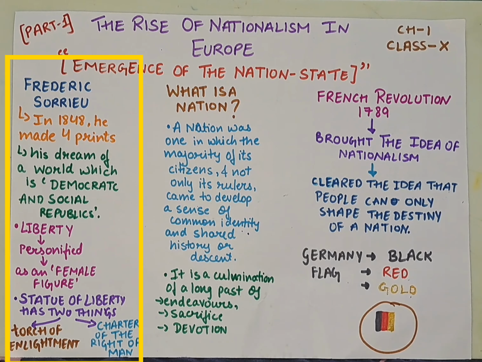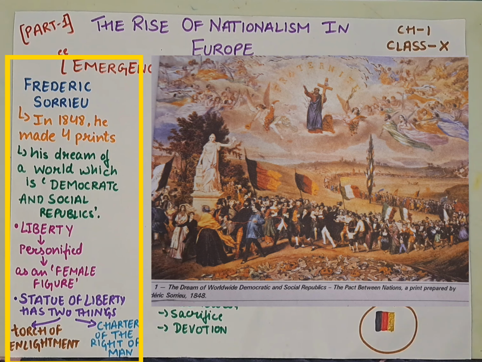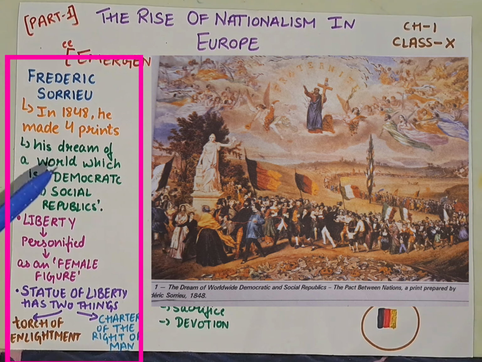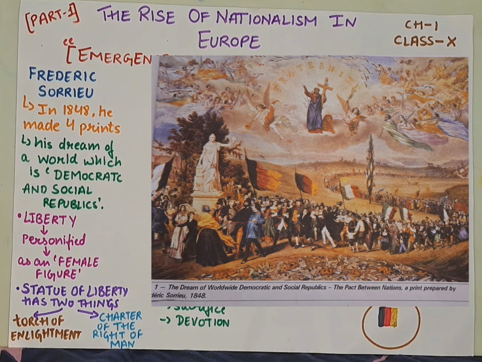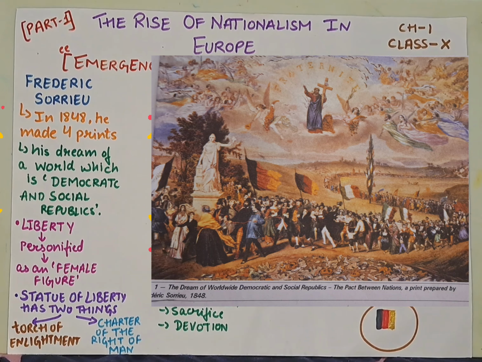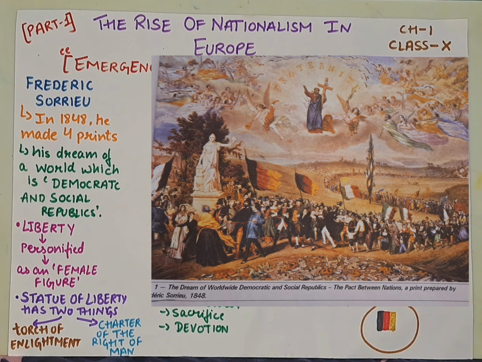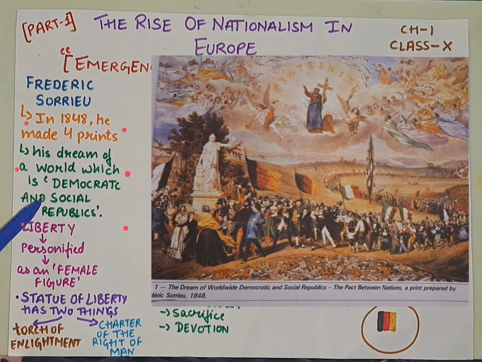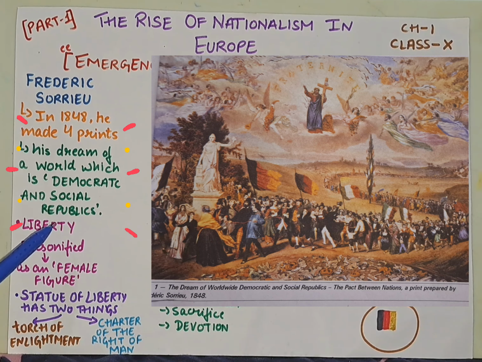starts with a painting that is made by Frederic Sorrieu. The pronunciation may be different. So Frederic Sorrieu actually created in 1848 four prints. Now, why did he create four prints? In these four prints, he was actually visualizing his dream of a world which is democratic and social republic.